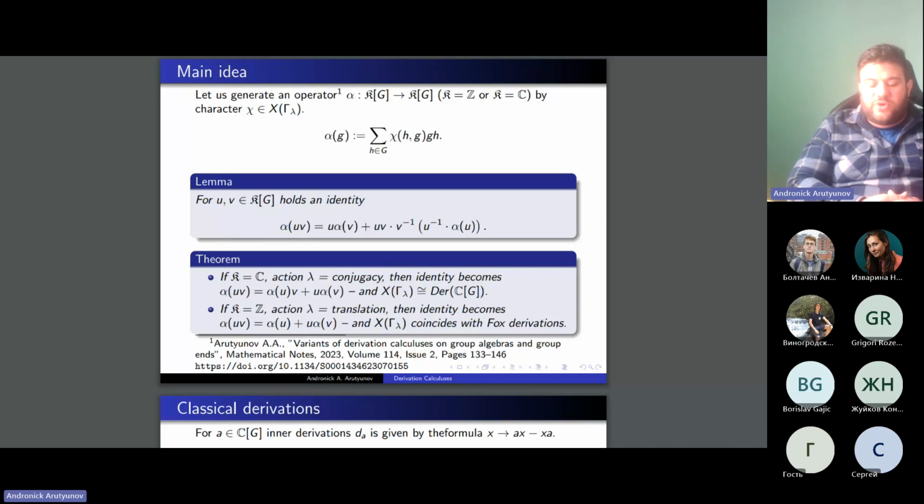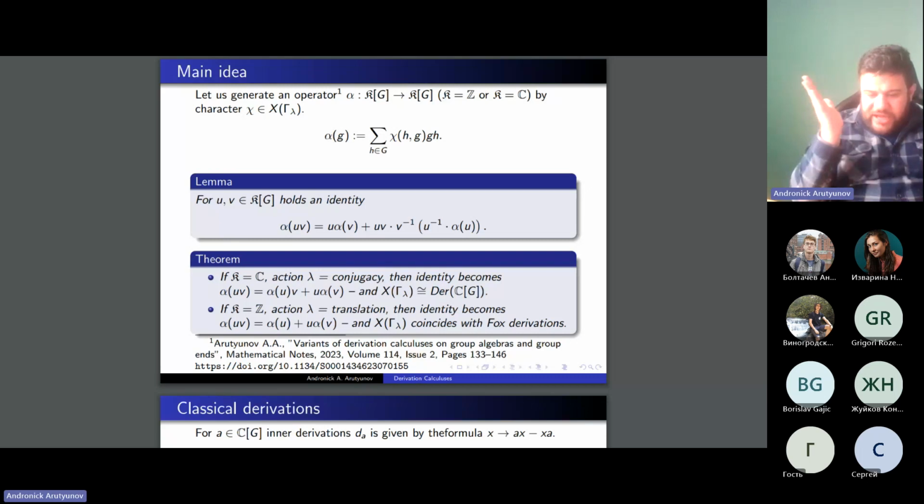Fox derivatives, he usually calls them derivatives, but I use the term derivation. Fox derivatives are such derivations from group ring to group ring that they satisfy their corresponding identity. And you see, we have got two different groupoids of action, so two different types of characters. For each of them, we take two different types of differential calculuses, which are well known and interesting for other applications and other mathematical areas.